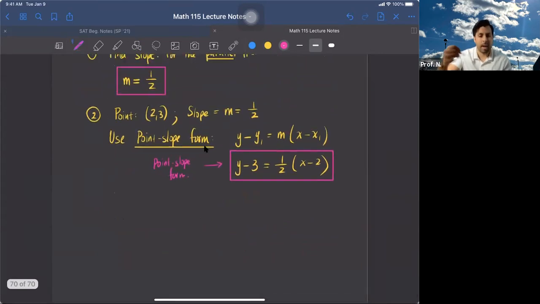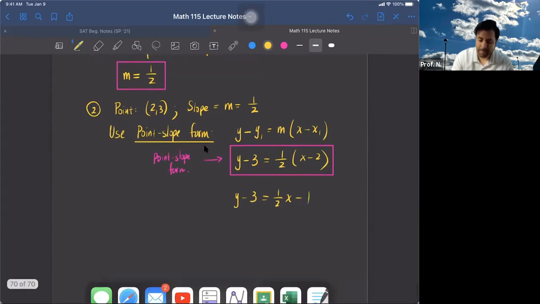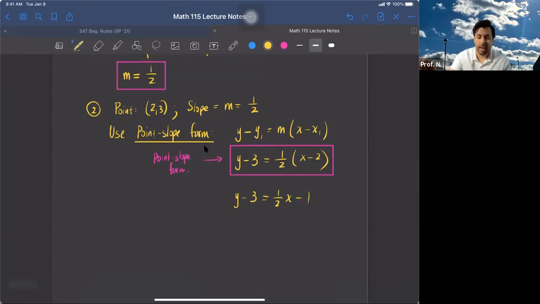If I wanted slope intercept form, then what must I do? I must do a little bit more algebra, right? I must distribute the 1/2, and then I must solve for y. So if I do that, I get y minus 3 equals 1/2 x minus 1. I distribute the 1/2, and then I add 3. And I get y is equal to 1/2 x plus 2. Done.